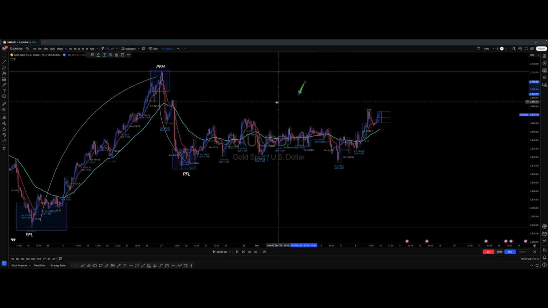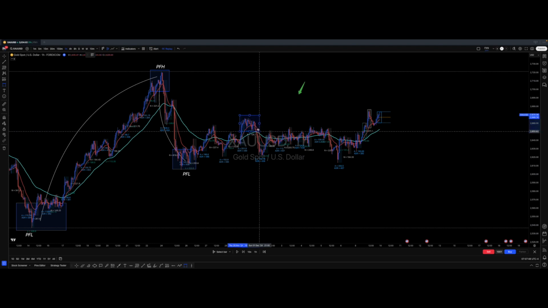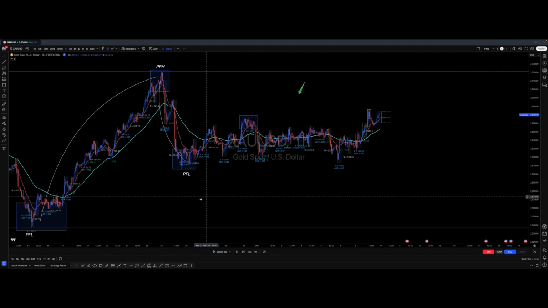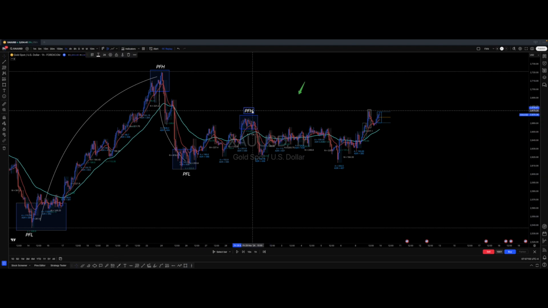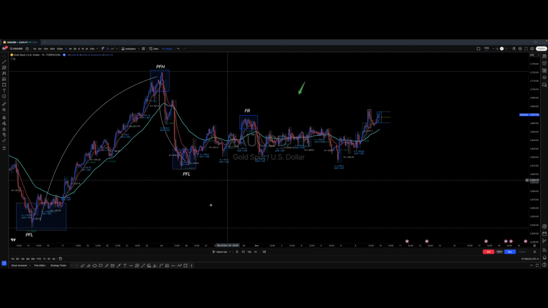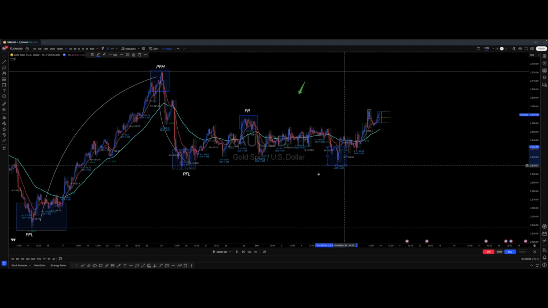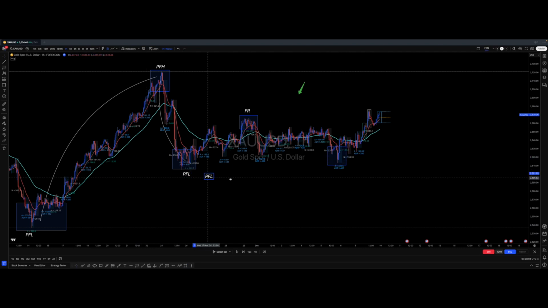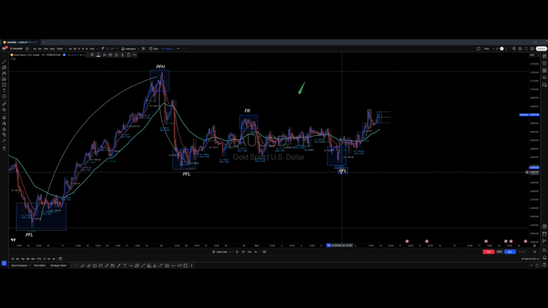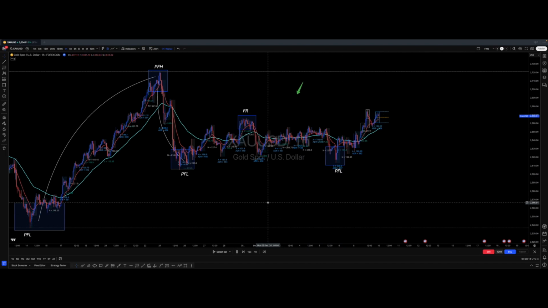So what does that mean? Essentially, this right here is going to end up being a failed reset. Okay, so this ends up being a failed reset, and then this right here ends up being another peak formation low. All right, and again, we just keep going with it.